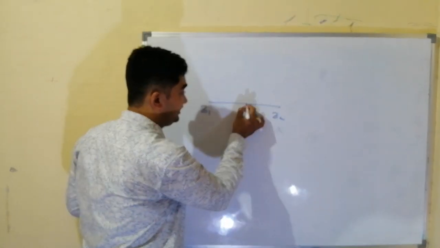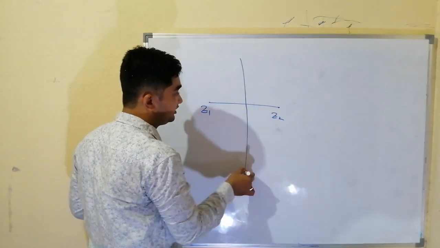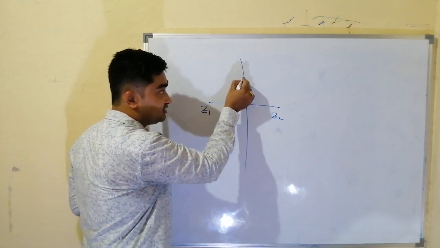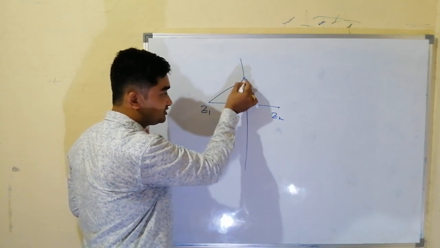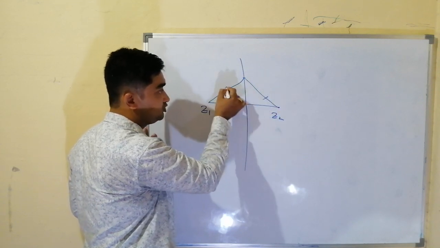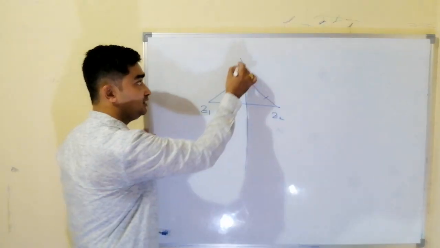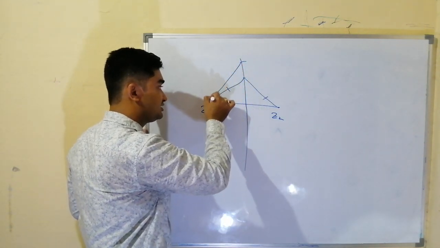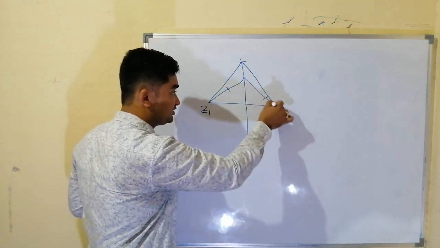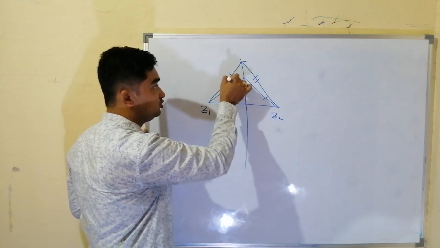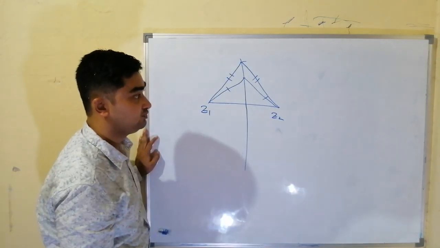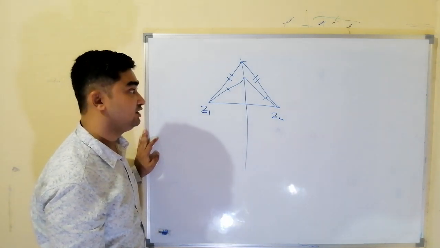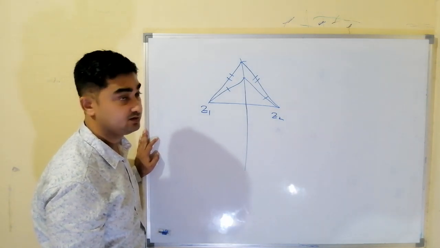That is, a line which moves in such a way that for every point on it, the distance from point Z1 and the distance from point Z2 are equal. That means distance from any point on this line, distance of Z1 and distance from Z2 from any point on this line should be constant, should be equal. Then only it is a perpendicular bisector.